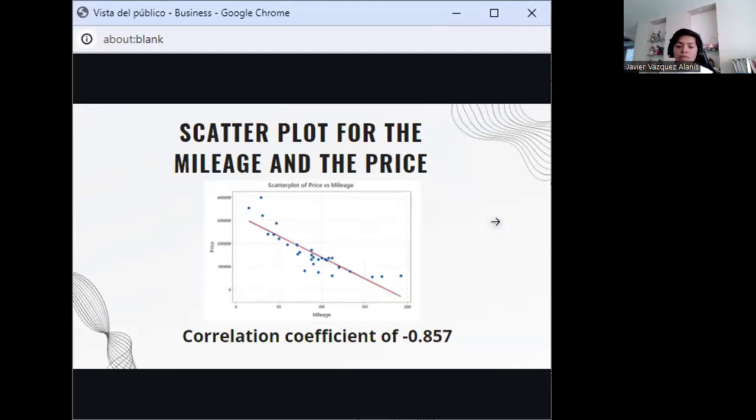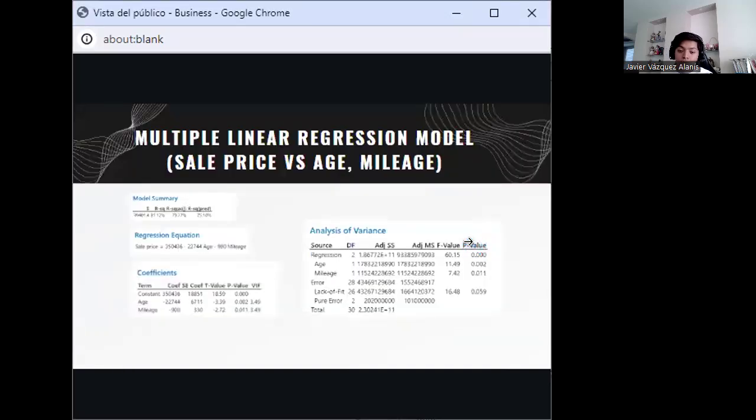This is suitable because it presents a linear pattern, with a correlation coefficient of minus 0.857. On the other hand, we also create a linear regression model to predict the Camaro's price. This required a multiple linear regression model considering both age and mileage to predict the price.